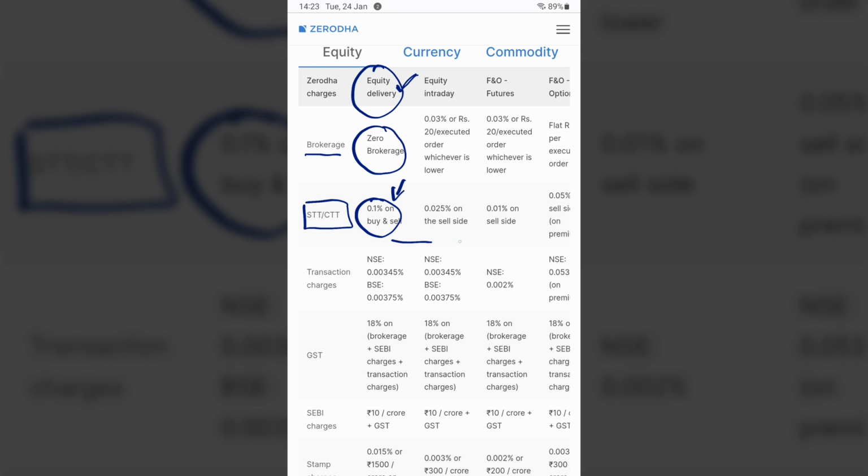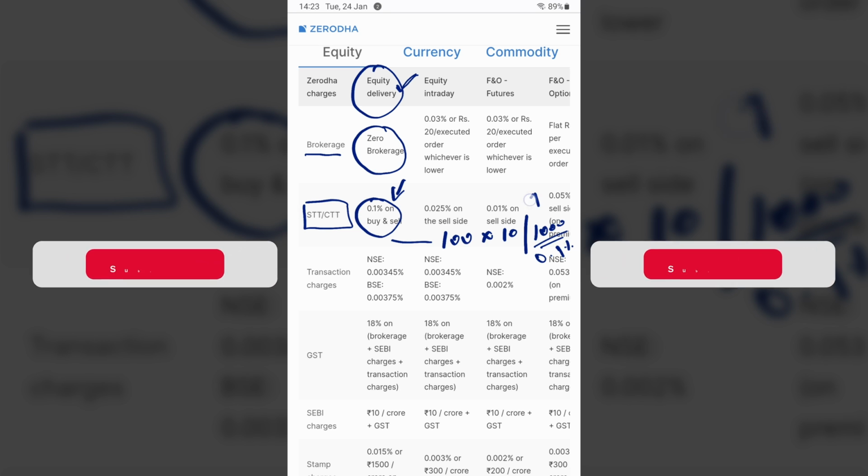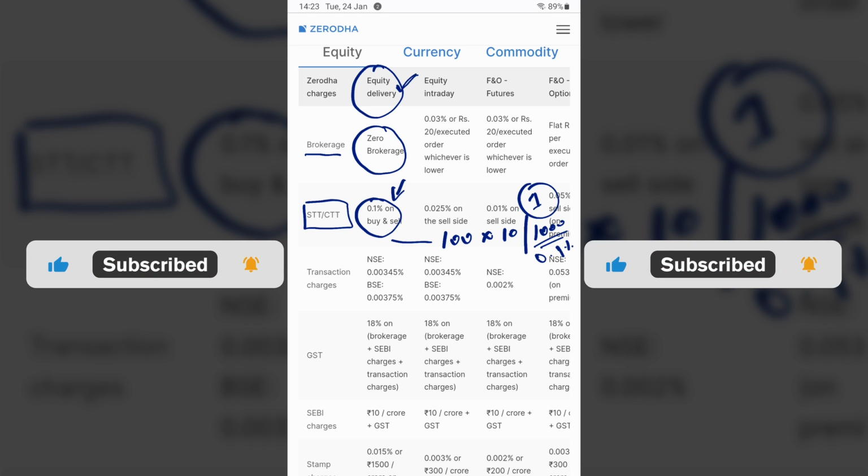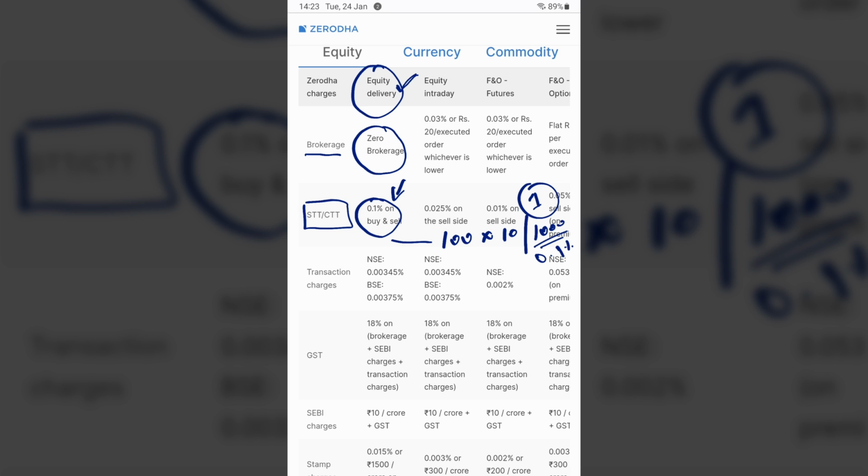This is STT. If you have purchased 100 shares of 10 rupees each, your turnover is 1000 and you will be paying 0.1% on it, which will be 1 rupee. So similarly, on whatever your turnover, you are paying this.